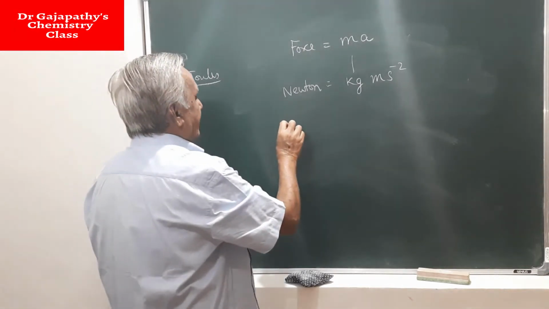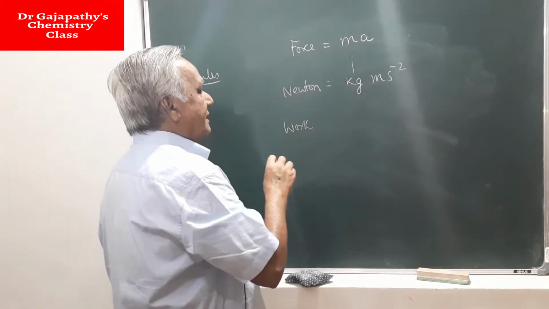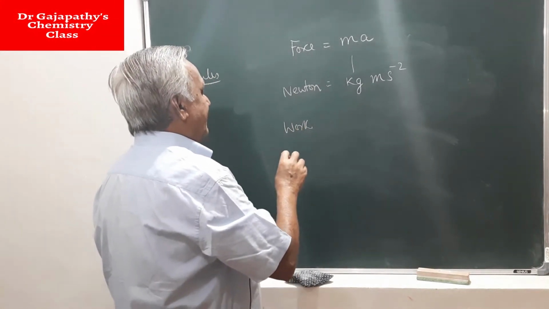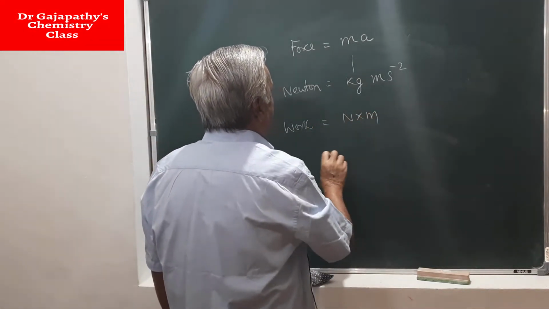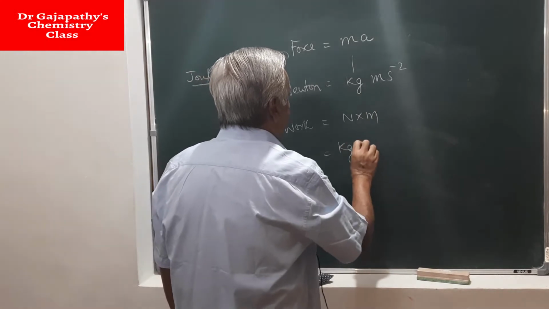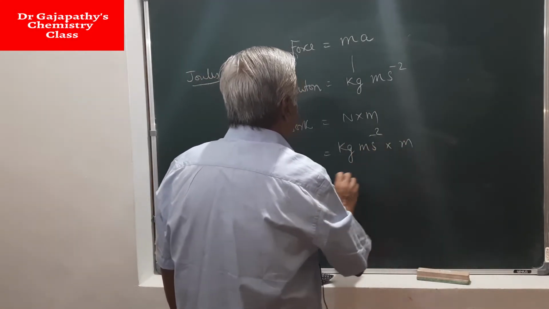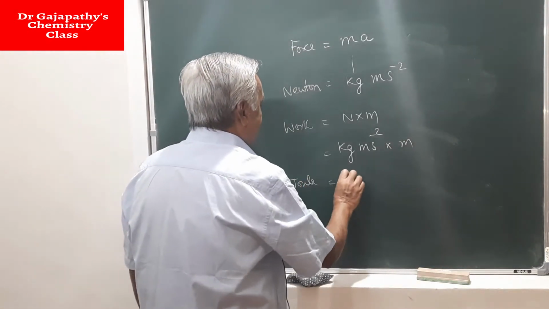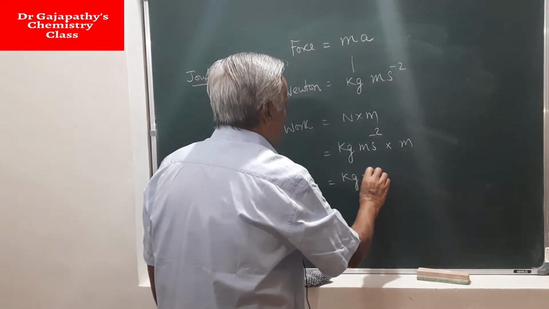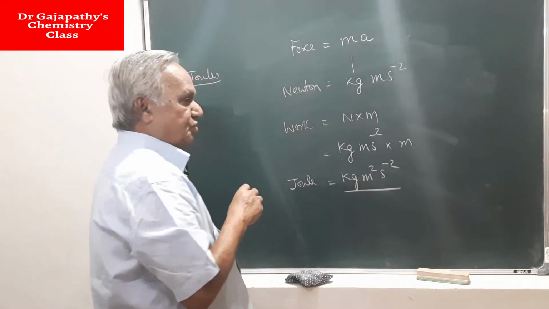And work, just now I told you, is force into displacement. It is Newton into meter. Newton is kilogram meter per second square, and this is meter. So a joule is nothing but kilogram meter square per second square. This is called a joule.